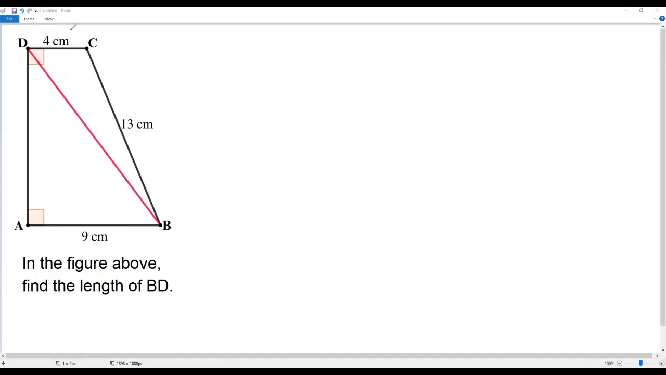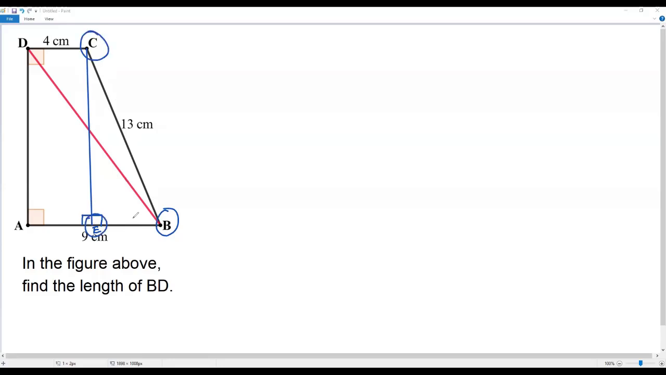Okay, so my first step is to draw a perpendicular line from the point C to the base AB. I assume the perpendicular I have drawn in blue color from the point C to the line segment AB intersects it at the point E. Since this blue line segment is perpendicular to AB, here we have a right angle. Now let's consider the right triangle BEC.